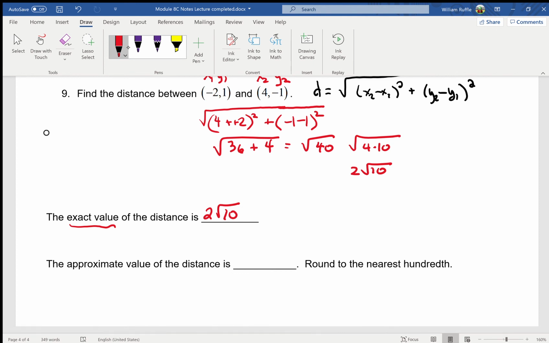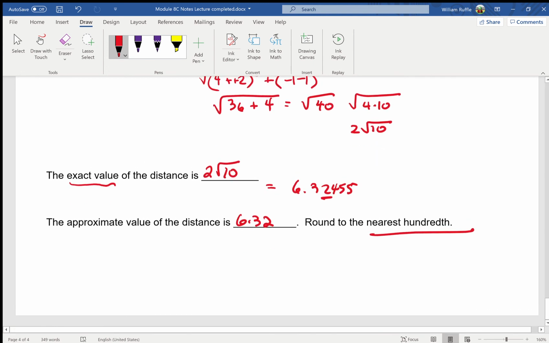If I use my calculator to get this out, it's 6.32455. Round to the nearest hundredth. That means I need 2 decimals. So it's 6.32. Alrighty, and that's the last question in.